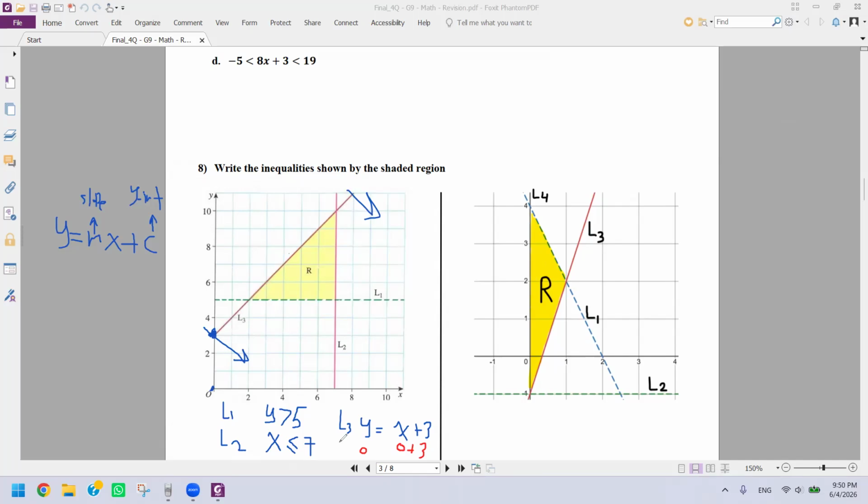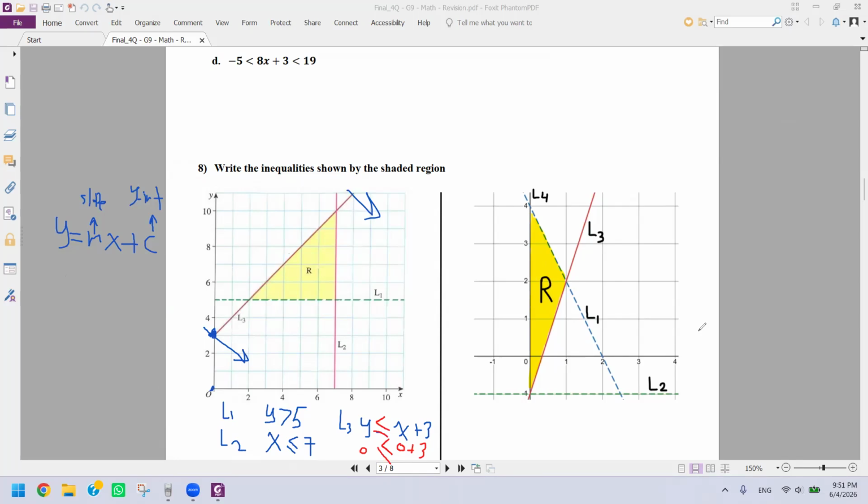So I have 0 on the left, I have 3 on the right. So how do I make it correct? I say 0 is less than 3. Since the line is solid, not dashed, there is an equal sign. So we say that, not y equals x plus 3, no. We say that y is less than or equal to x plus 3.